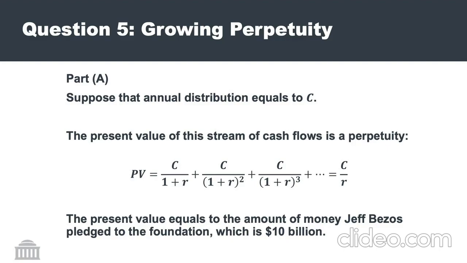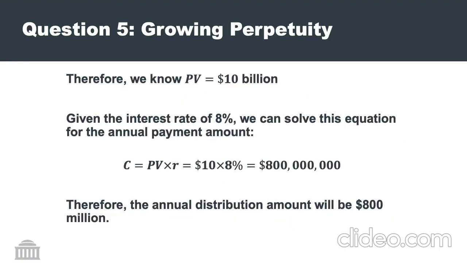Now, the question gives us the present value of this perpetuity. This is the amount of money that Jeff Bezos pledged to the foundation, which is $10 billion. Now, given the interest rate of 8%, we can solve this equation for the annual payment amount, which would be C equals present value multiplied by interest rate R, or in this case, $10 billion multiplied by 8%, which would equal $800 million.